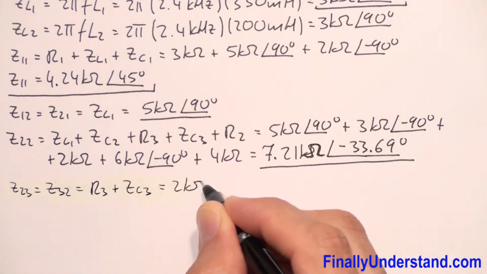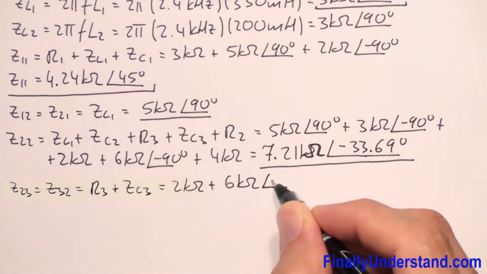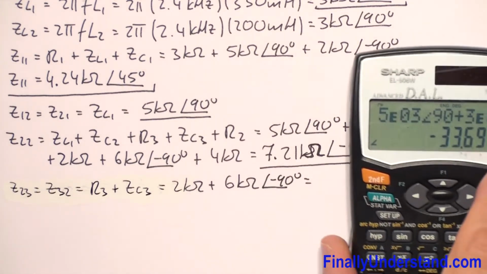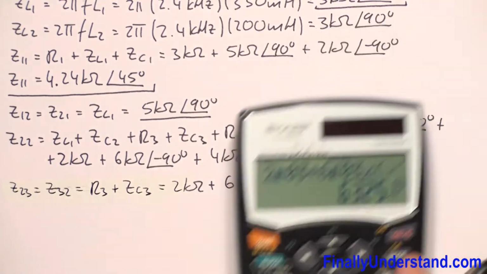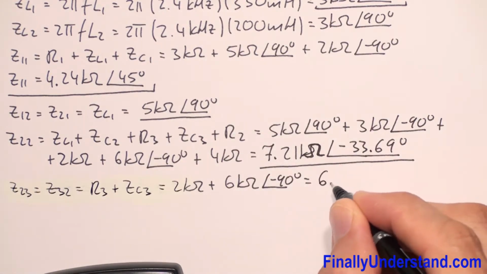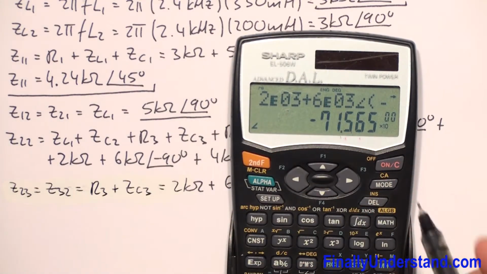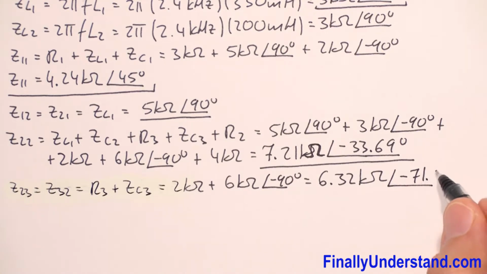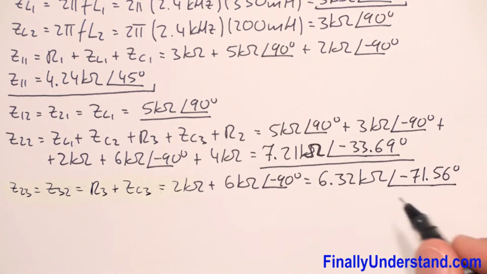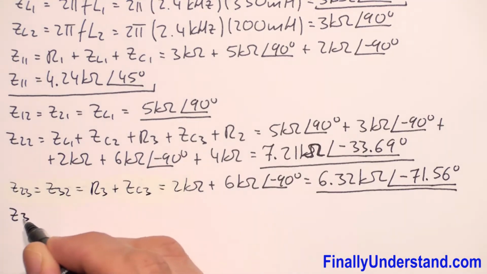where R3 is equal to 2 kilo ohms plus ZC3, 6 kilo ohms and angle of negative 90 degrees. So I have 2 exponent 3 plus 6 exponent 3 and angle of negative 90. This is equal to 6.32 kilo ohms and angle of negative 71.56 degrees. Okay, so this is my Z23 or Z32.